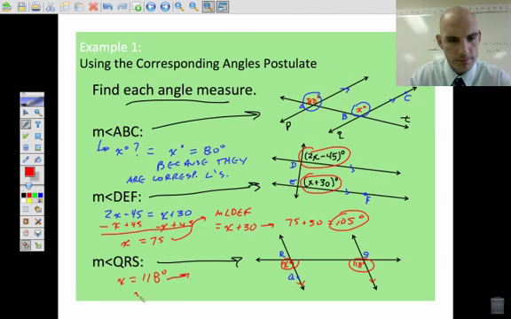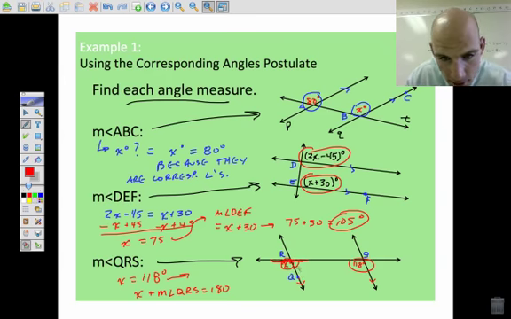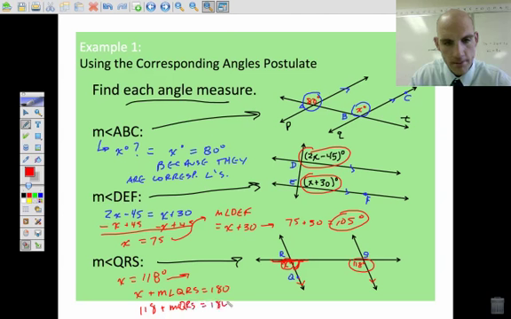So that means x plus the measure of angle QRS is equal to 180. Because look, these form a line here, people. They form a line. So QRS, which is this angle here that I marked, and x are equal to 180. So if I have 118 plus the measure of angle QRS is equal to 180, then I know that the measure of angle QRS has got to be equal to 62 degrees, because together they form 180.